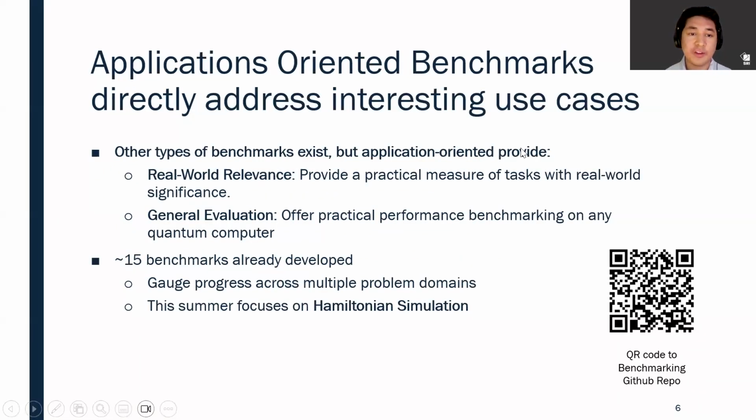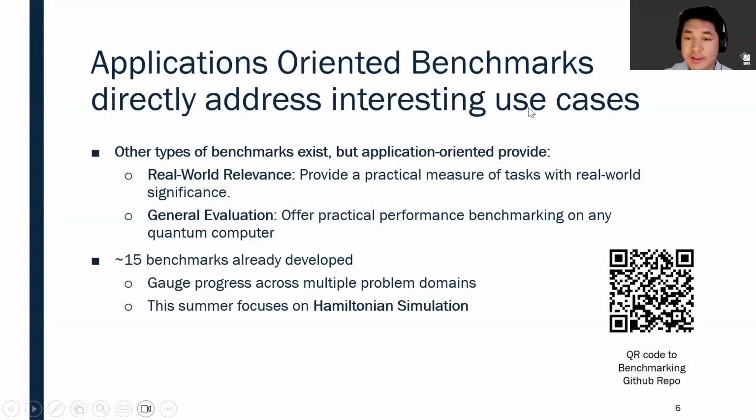So the real strength of these application-oriented benchmarks is that they directly address problems with practical significance by essentially running the problems on a quantum computer and seeing directly how well they do. Other benchmarks definitely have their pros, but the application-oriented ones directly address interesting use cases. In our suite, we already have 15 or 16 or so benchmarks developed.